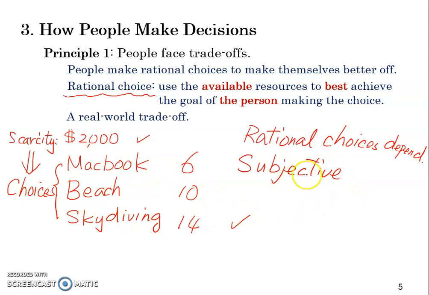Okay, now here, let's go ahead and talk about these choices. Suppose your rational choice is skydiving. Then what is the real cost of going skydiving? Okay, what is the real cost? Again, I would suggest pausing the video and thinking about it.